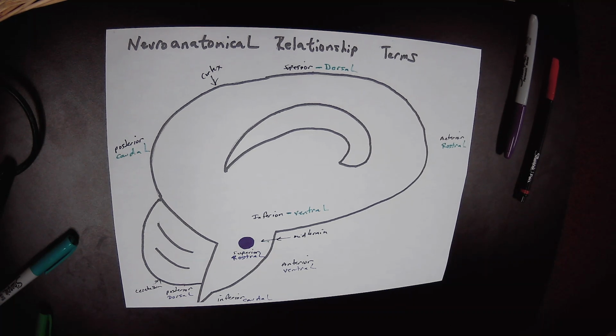Okay, so just different ways to categorize structures in relationship to each other. They have different names depending on whether you're above the level of the midbrain or below the level of the midbrain. Questions about that?